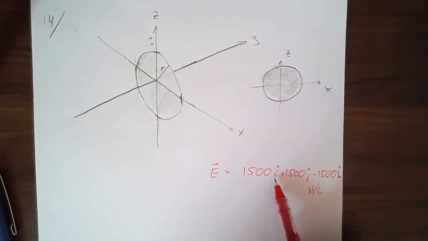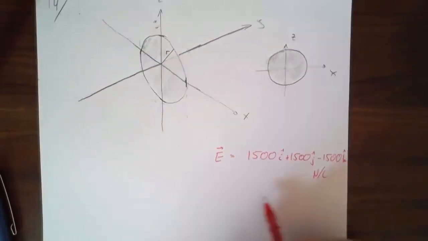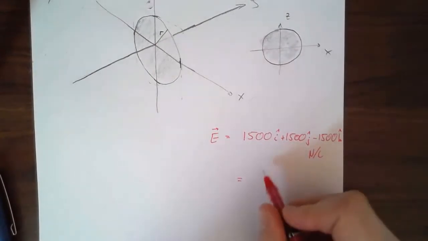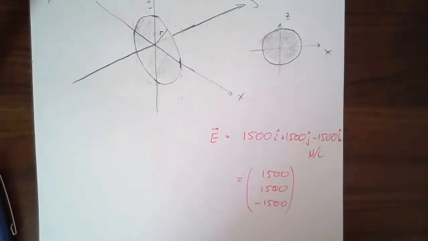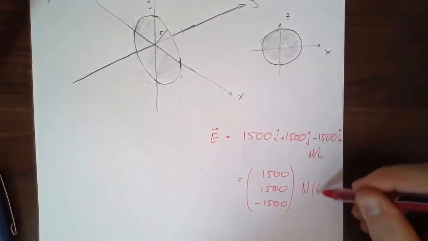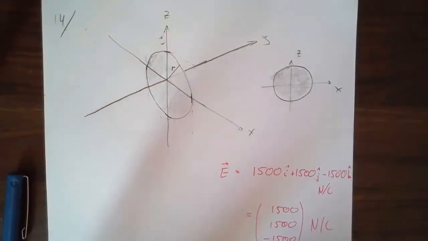The i is the unit vector in the x direction, so we're saying 1500 units of electric field in the x direction, 1500 units in the y direction, and then minus 1500 in the z direction. It's a way you might have written the same thing as 1500, 1500, minus 1500. It'd be exactly the same thing, just written differently. Okay, what does it look like? Now, I'm not going to attempt to draw it because I'd make a terrible job of it.